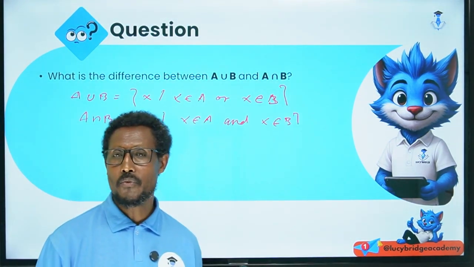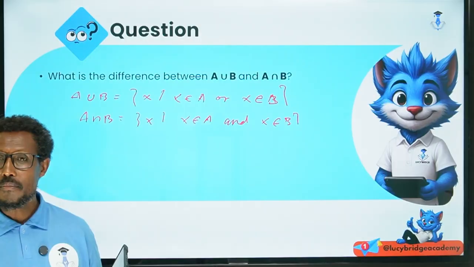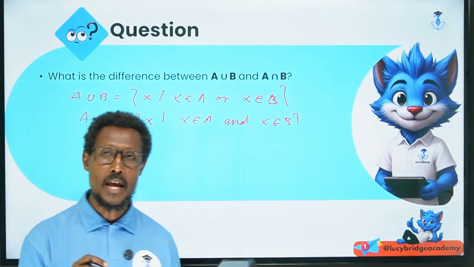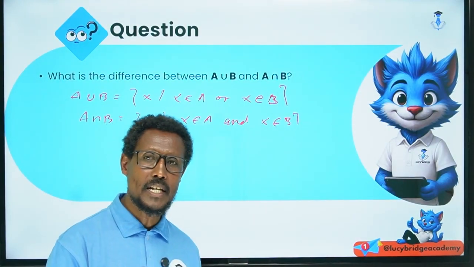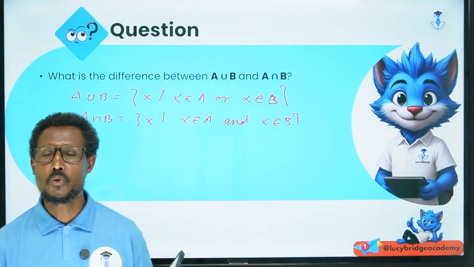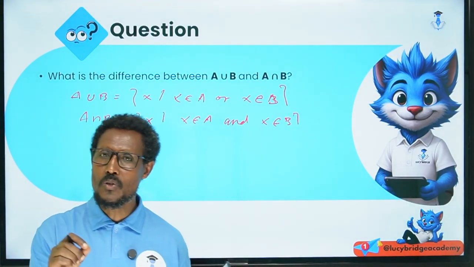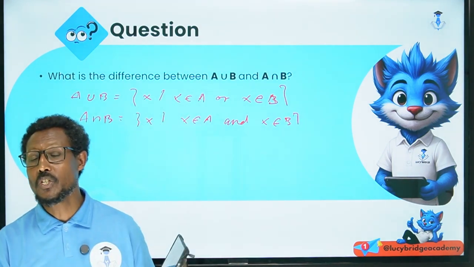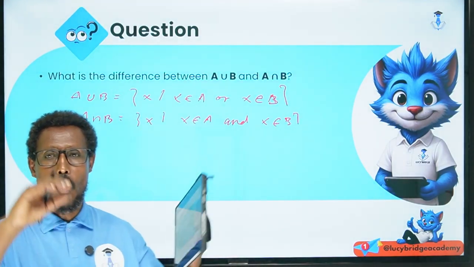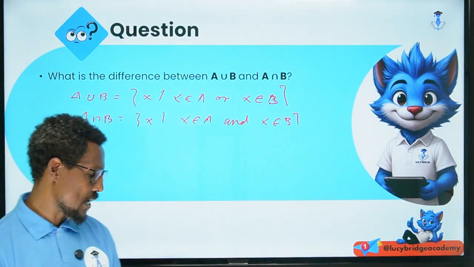The set of elements in A or in B is called the union of two sets. But the intersection of two sets is the set of elements in both A and B, in both sets, which are the common elements. Common elements are called intersection, but all elements is union.